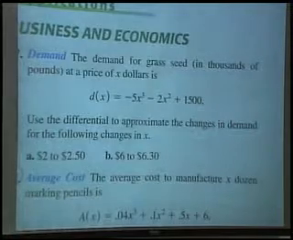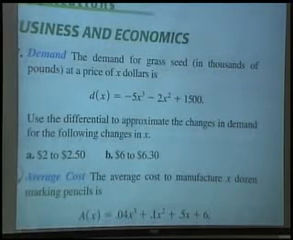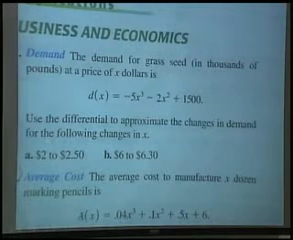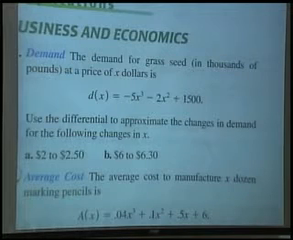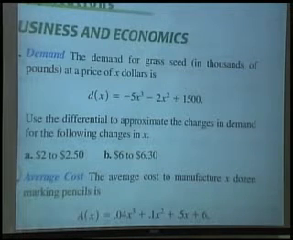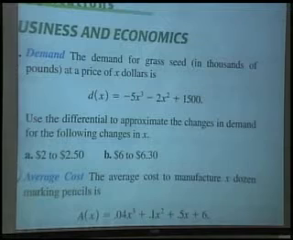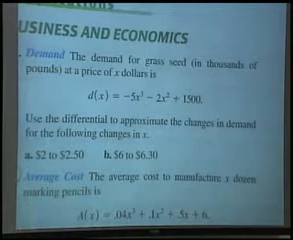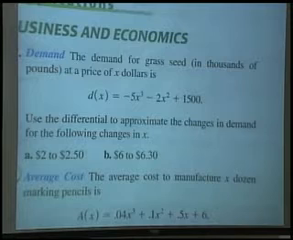Okay, so we've got this equation. It's a cubic equation, but it says use differentials to approximate the change in demand for the following changes in X. And letter A says we want to start at $2 and we're going to change up to $2.50. Okay, so what if we change the price up by 50 cents? How does that affect our demand? Are as many people going to want to buy this if they have to pay 50 cents more? Okay, all right. So our initial function is just d equals negative 5x cubed minus 2x squared plus 1,500.